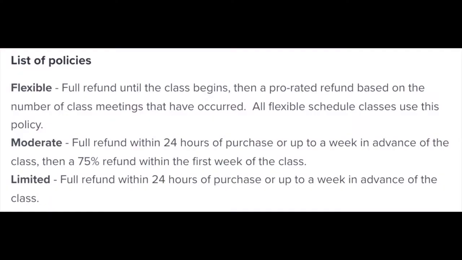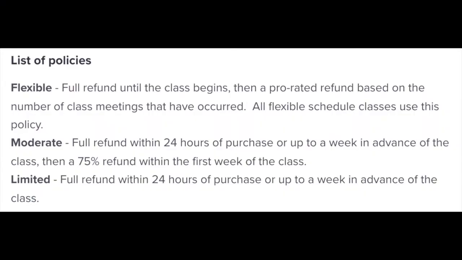There are 3 different refund policies that Outschool has that you get to choose from when you create your own class: flexible, moderate, and limited. I want you to know that all flex classes are in this flexible category. When you create a flex course, you don't have an option. So this is what a flexible refund policy is. It is a full refund until the class begins, then a prorated refund based on the number of class meetings that have occurred.